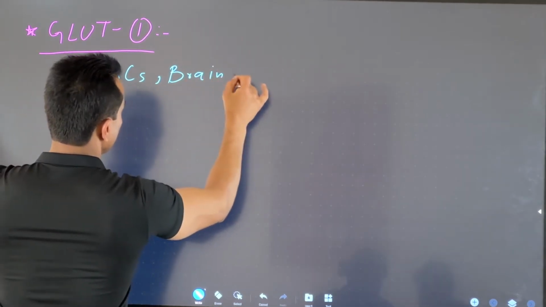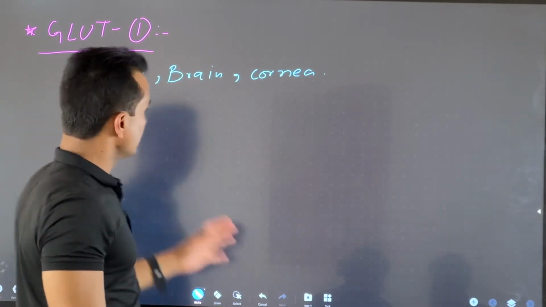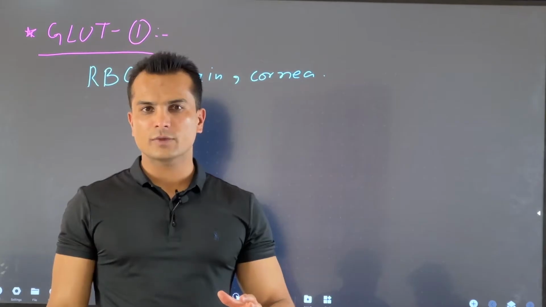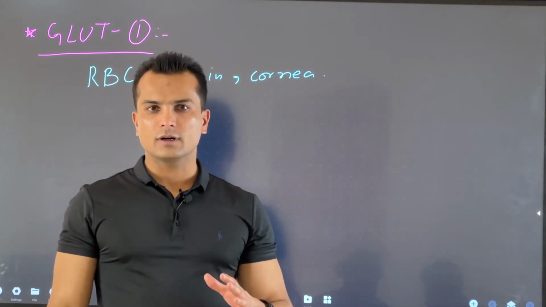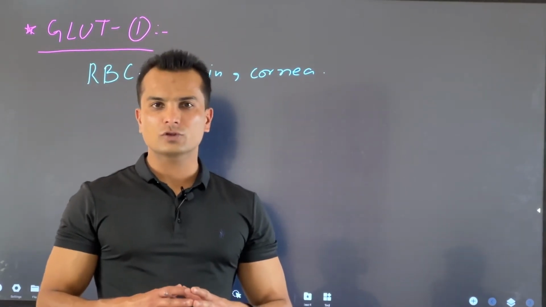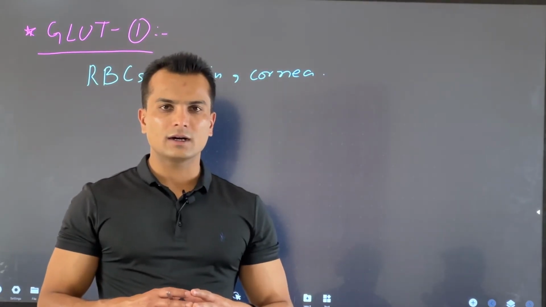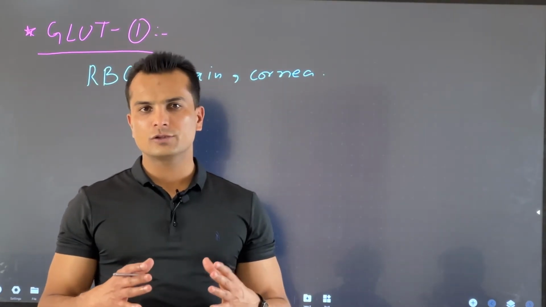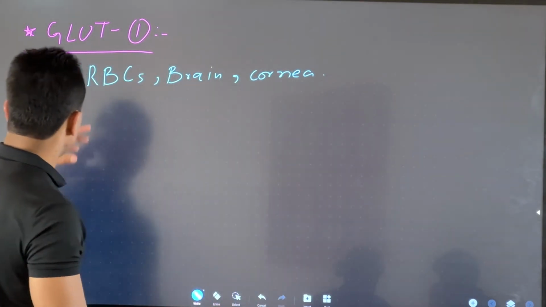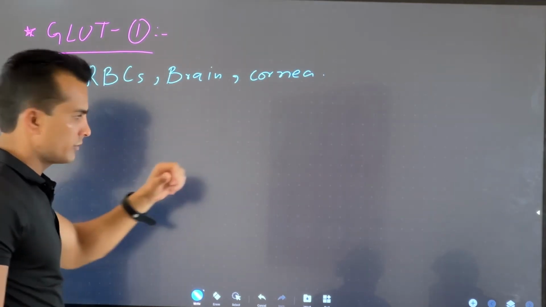brain and cornea. And remember that red blood cells only utilize glucose as a source of energy because they lack mitochondria for aerobic metabolism, and they also cannot store energy. So source of energy for RBCs is only the glucose. Brain can also use energy during starvation by utilizing the ketone bodies as well. So RBCs, brain and cornea, the transporter there is the glucose transporter 1.